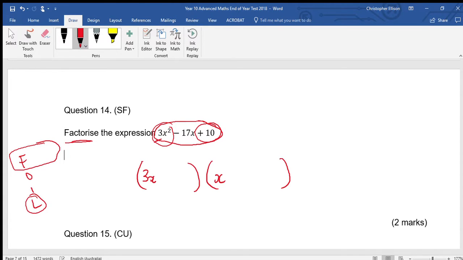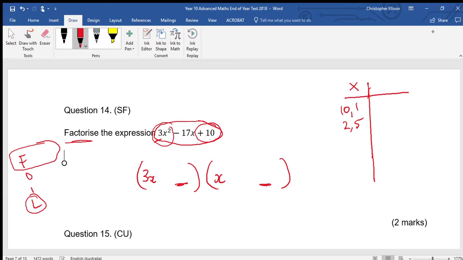Now the next thing that we look at, I always look at the last term. So the last two terms have to multiply, these two terms here have to multiply to give positive 10. So we need to think of all the numbers, and this is what I like to do over to the side here, all the numbers that can multiply together to give positive 10. Well, let's have a think. 10 times positive 1 will give 10. 2 times 5 will also give 10.